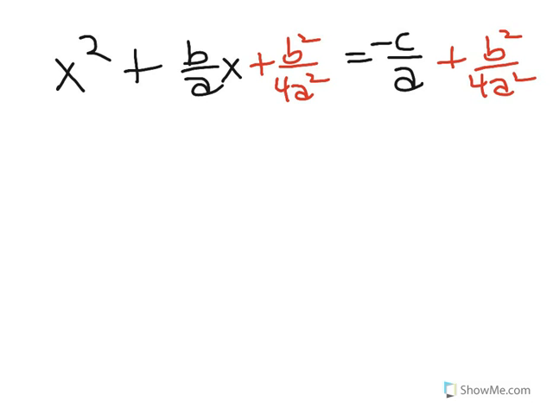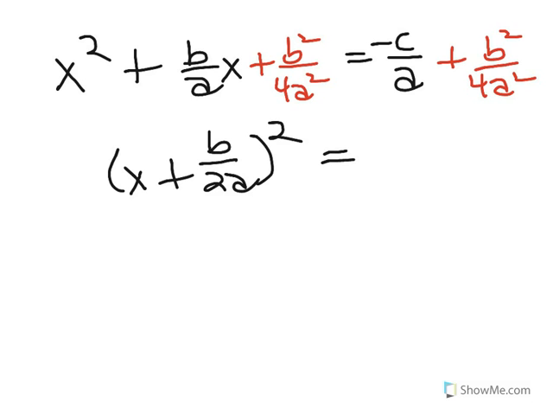On the left side, we've created an expression that factors easily. It's x plus b over 2a squared. On the right side, we have two fractions that we need to add. They need a common denominator. Let's make that happen. The common denominator for a and 4a squared would be their least common multiple, and their least common multiple is 4a squared. So we don't need to do anything to the right side fraction. It's already in the correct form.